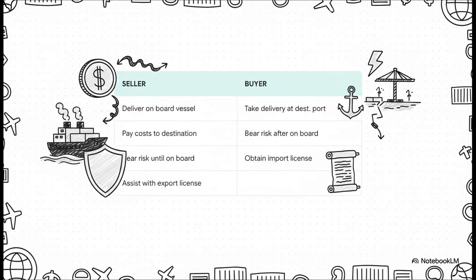Okay, let's see how this works with CFR, or cost and freight. The seller pays for the shipping all the way to the destination port. Sounds great for the buyer, right? But, and this is the gotcha, the buyer's risk starts the second those goods are loaded onto the ship, way back at the beginning of the trip.